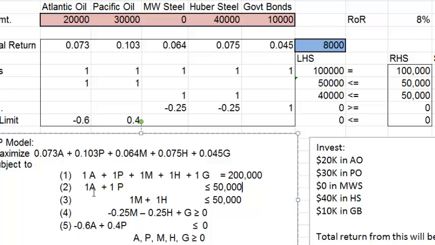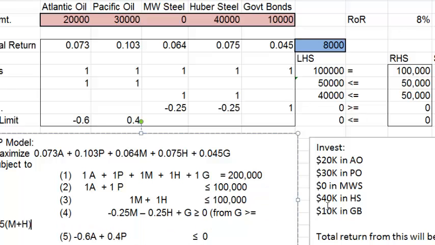Now here it says the limit on the oil industry is 50,000. Now this 50,000 was 50% of the original amount. So now that we have the new amount, 200,000, we should change this to 50% of the new amount. Otherwise, this limit will be too low. So here I would change it to 100,000. Same thing here, 100,000. And now this one, let's see, this one came from G greater than or equal to 0.25 times M plus H.